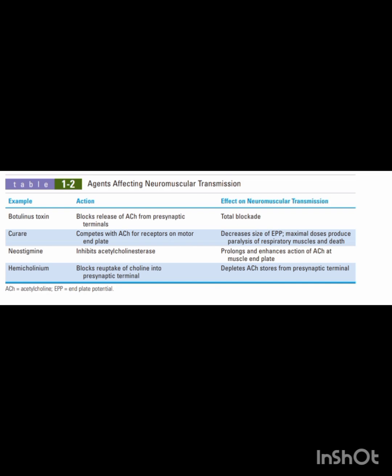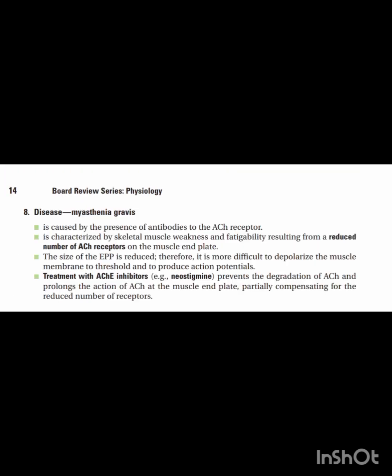And the last thing related to the neuromuscular transmission, we have a disease known as myasthenia gravis. So, it is an autoimmune disease that is caused by the presence of antibodies to the acetylcholine receptor. And this is characterized by skeletal muscle weakness and fatigability resulting from the reduced number of acetylcholine receptors on the muscle end plate. The size of end plate potential is reduced, and when the size of end plate potential is reduced, it is more difficult to depolarize the muscle membrane to threshold and to produce the action potentials.